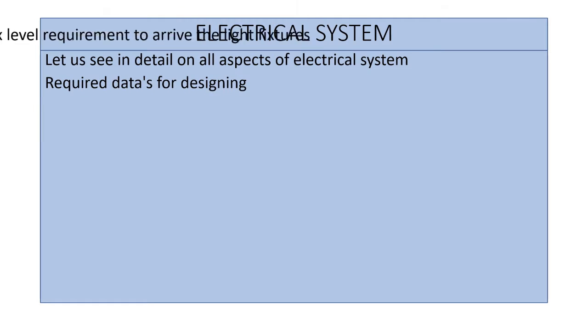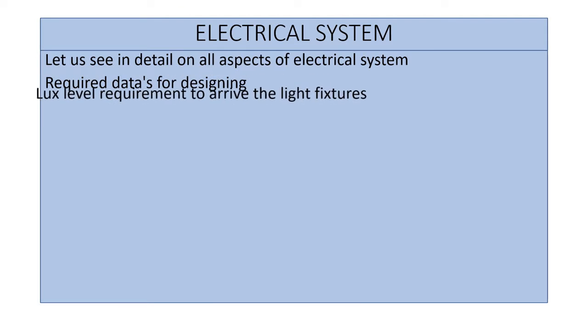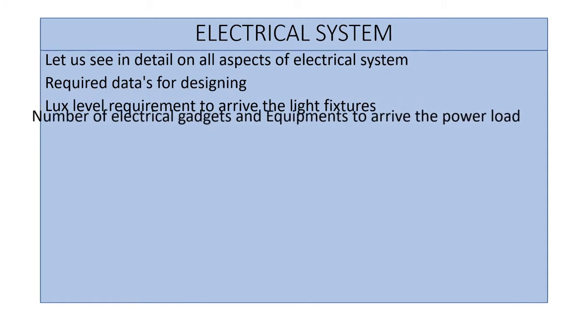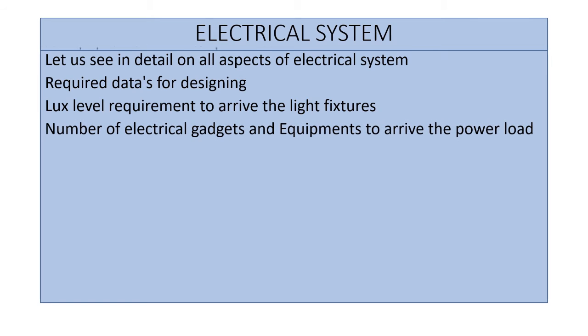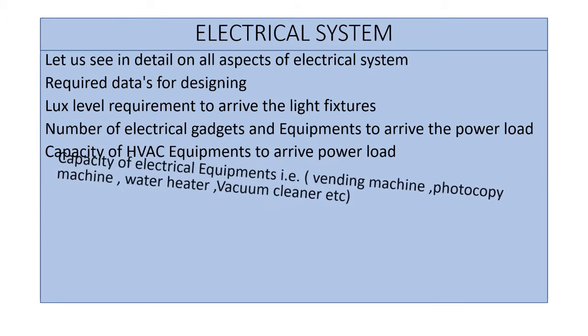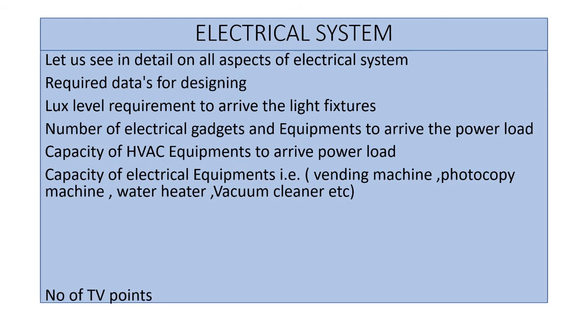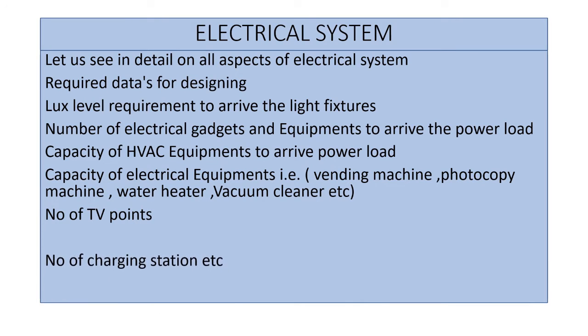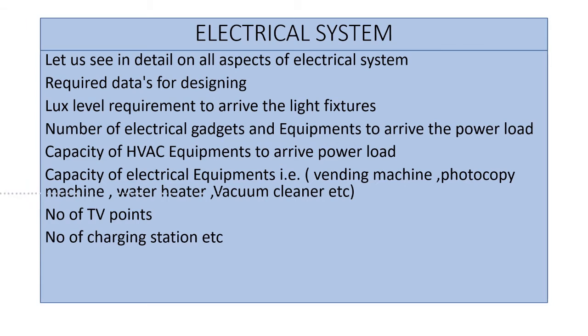First, we should have the lighting details. By knowing the lux level requirement, we can arrive at the light fixtures. Similarly, we should know what electrical gadgets are used in the offices. We should also know the HVAC equipment or tonnage used for the office, and other electrical equipment like vacuum cleaner, photocopy machine, vending machine, etc. We should know the number of TV points, number of charging stations, etc. to arrive at the complete load details.